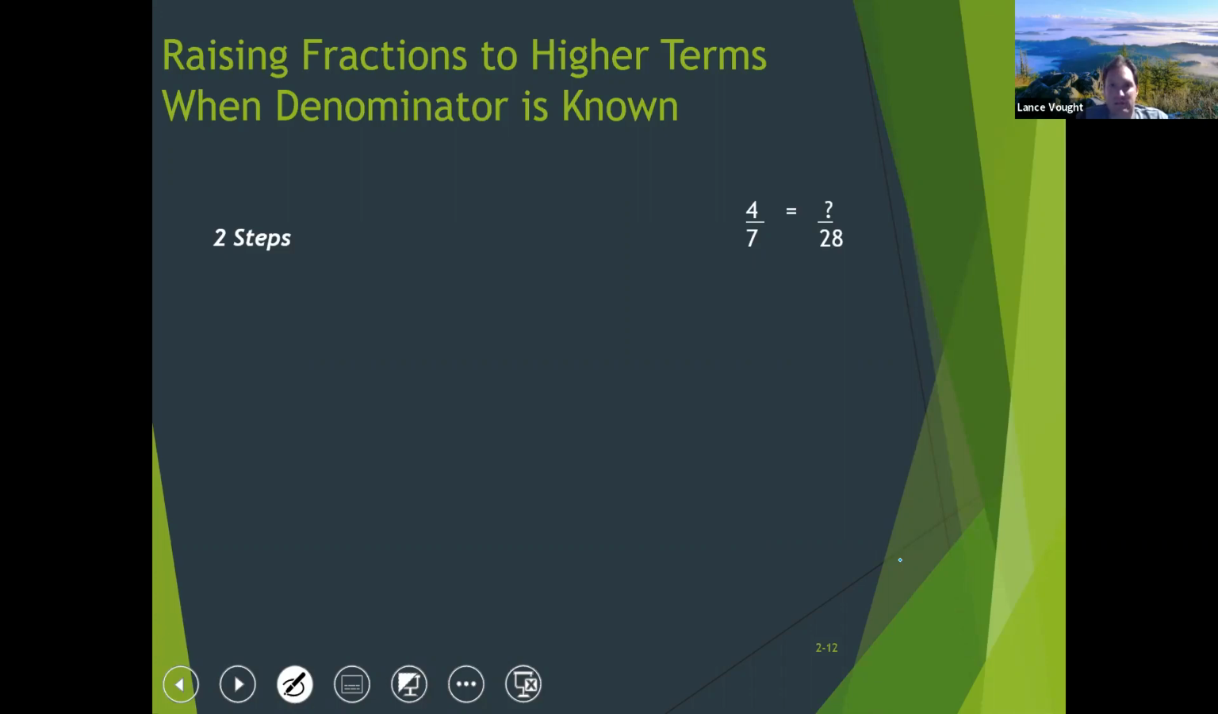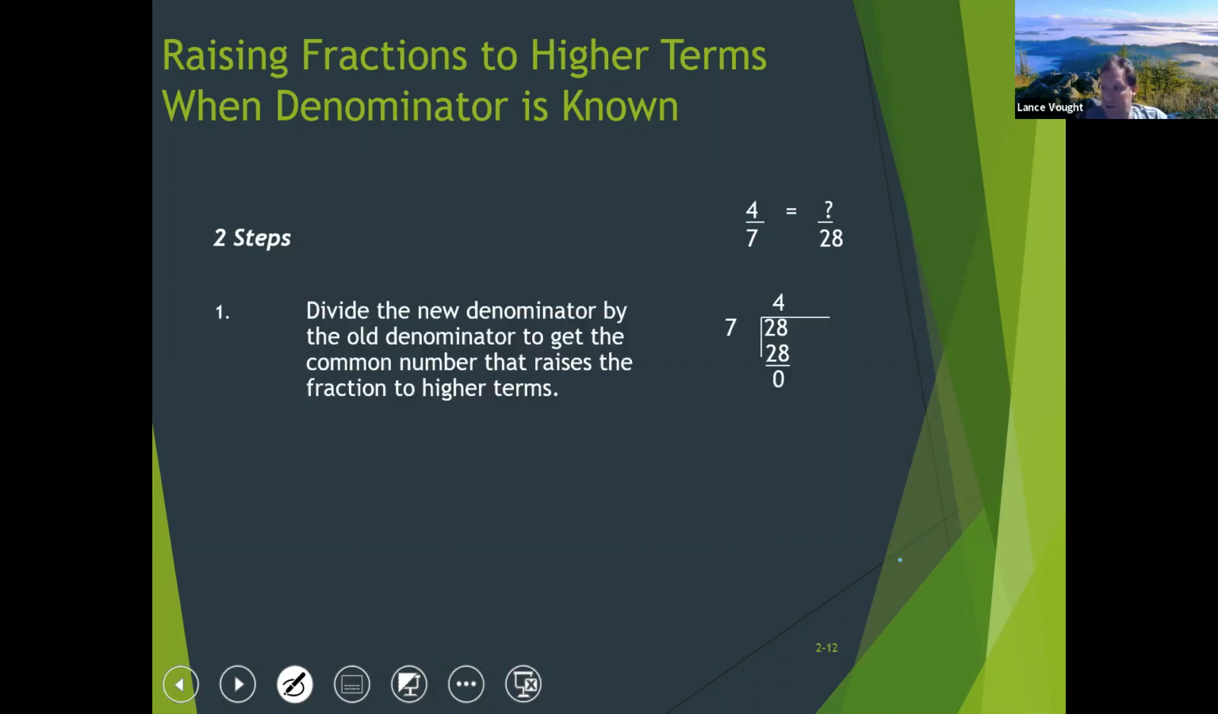If that's the case, then what we're going to do is divide the new denominator by the old denominator. So if we have 28 now, and we had 7 before, we're going to divide 28 by 7, and that gives us 4. So what is that 4? That 4 is what's known as a scalar, which is what we're going to scale up the numerator by. So if 28 divided by 7 is 4, that means we need to multiply 4 by 4 to make sure that the fraction is still consistent.